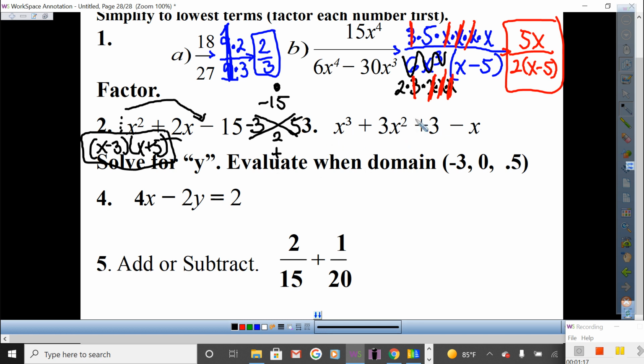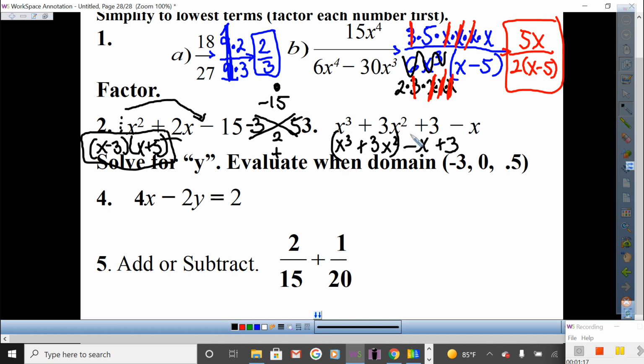Number 3. Now for number 3, we need to check to see if it's standard form. Is it in standard form? No, so then I rewrite x cubed plus 3x squared minus x plus 3. Now, why am I bringing this up? Because some of you on the pop quiz skipped step 1. Then all of a sudden you did a bunch of stuff and it looked like it was on fire. I'm like, what's going on?